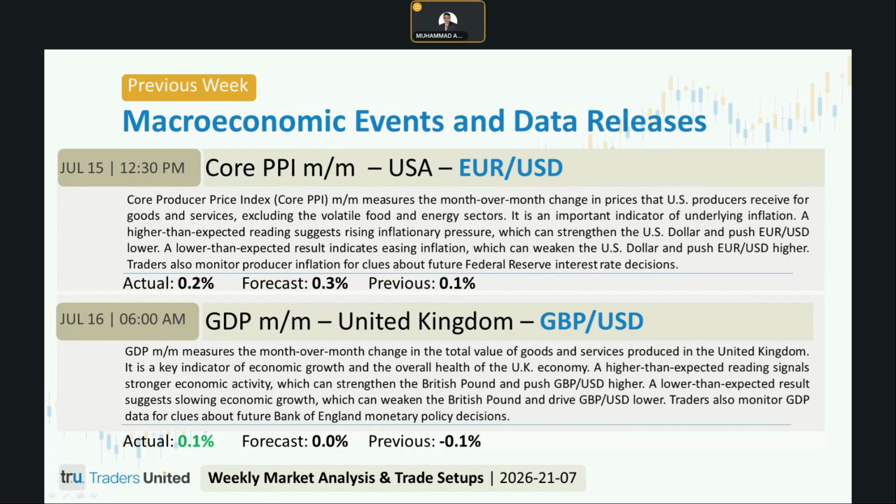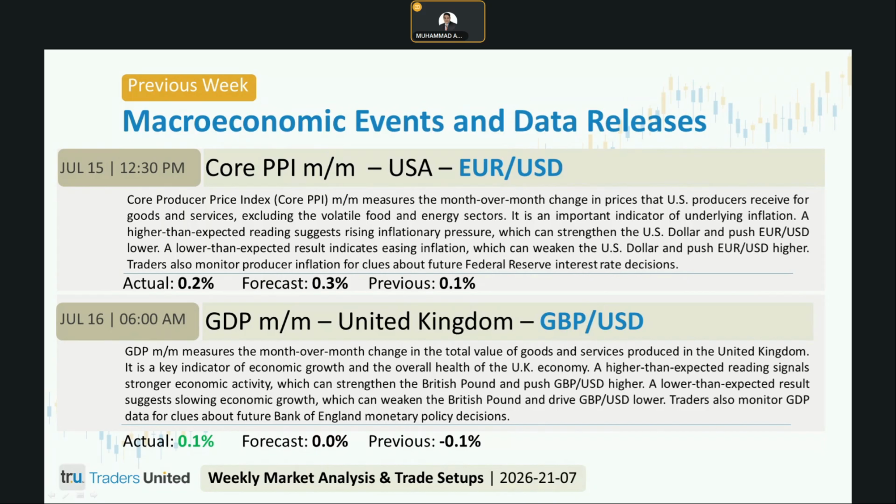So, in simple words, core PPI M over M means month over month. It measures the monthly change in prices received by the US producers for goods and services, excluding food and energy. It is published by the US Bureau of Labor Statistics. The core PPI is a leading indicator of inflation because higher producer costs may later be passed on to consumers. The Federal Reserve in USA closely monitors this report when making interest rate decisions.